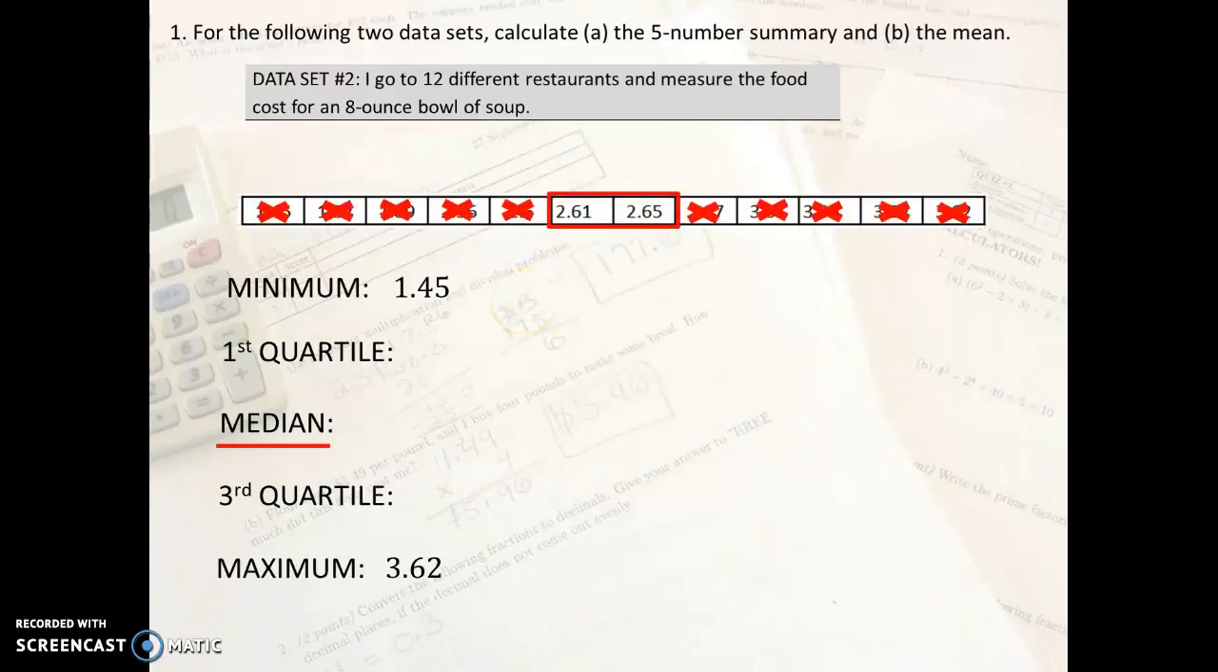Now you'll notice in this case, there's 2 numbers in the middle of the data. There's 2 numbers, and we only need 1 median. So what do we need to do? We need to take the average of those, add them up, and divide by 2. You get 2.63 or $2.63.